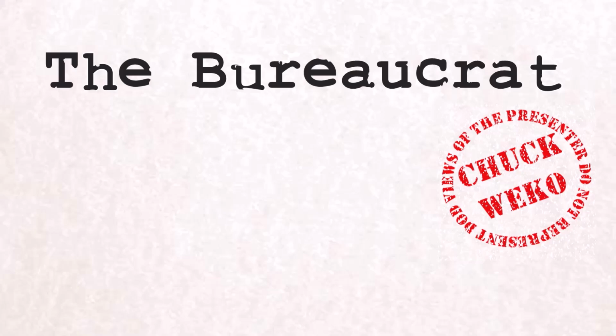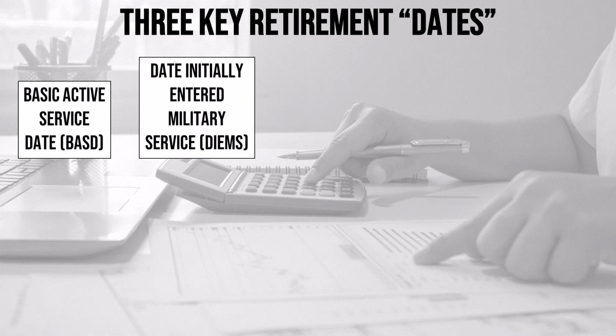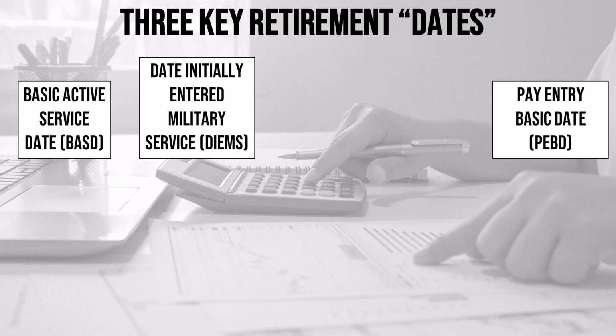What the heck do all these dates mean? Hey, I am Chuck the Bureaucrat, and there are 3 dates that are critical to how you calculate your military pension. These are your basic active service date, your date initially entered military service, and your pay entry basic date.